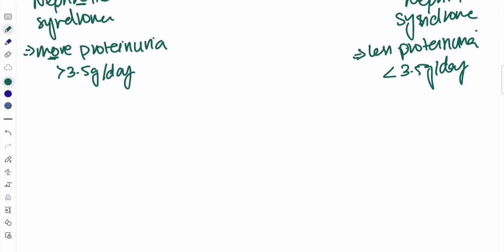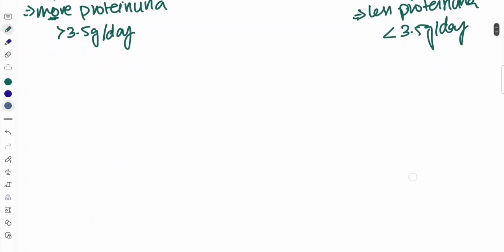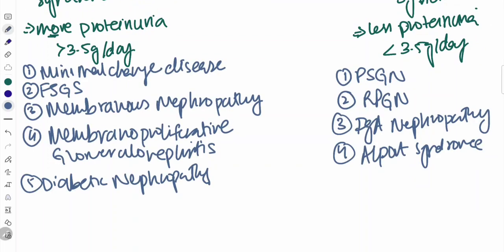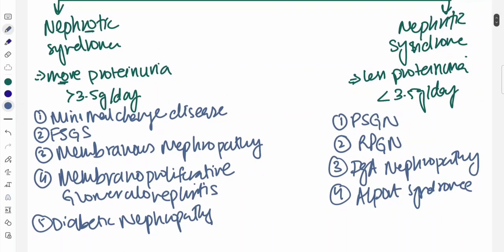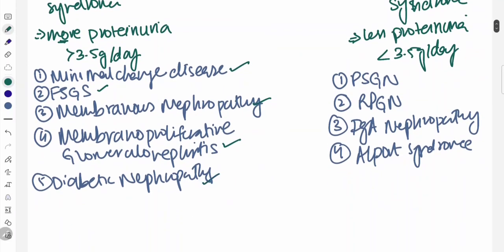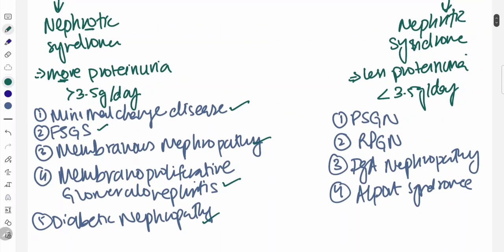They are classified further, so I'm going to give you a list that we are going to go through in this video. In nephrotic syndrome we have minimal change disease, FSGS, membranous nephropathy, membranoproliferative glomerulonephritis, and diabetic nephropathy. And in nephritic syndrome we have PSGN, RPGN, IgA nephropathy, and Alport syndrome. We are actually going to draw a comparative table for this.